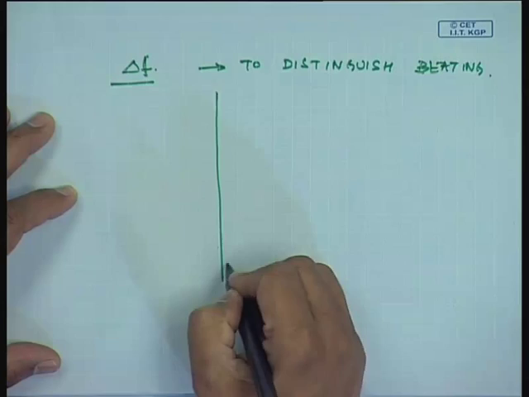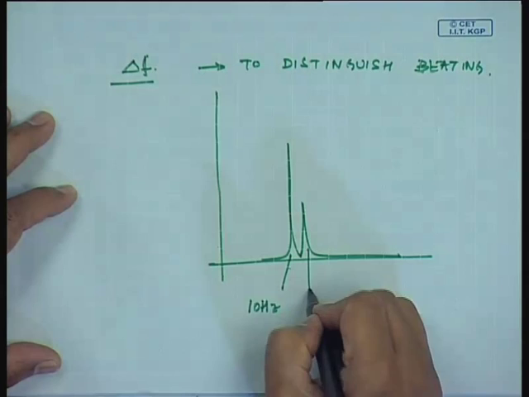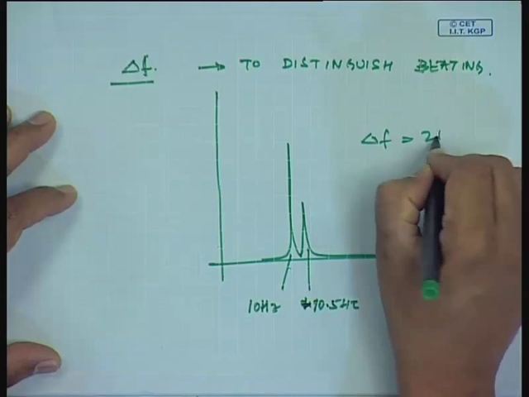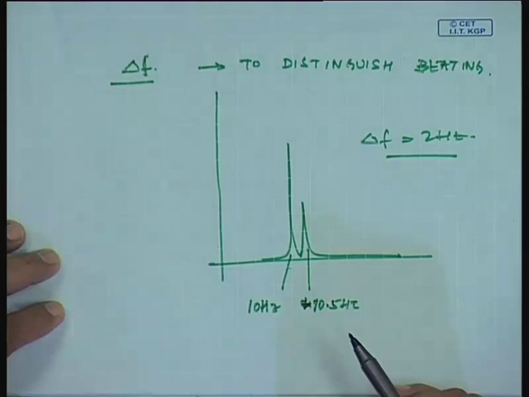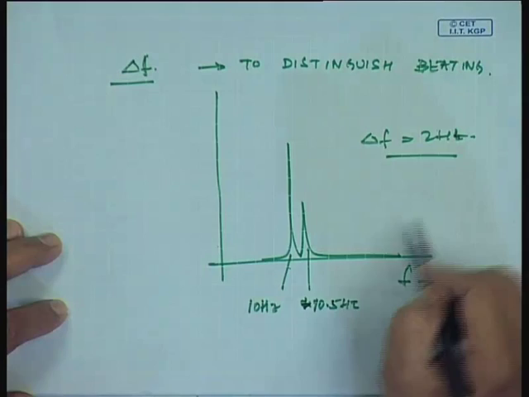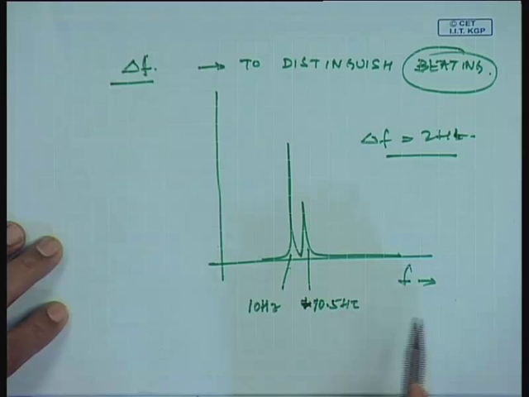Suppose I have one signal at 10 hertz and another at 10.5 hertz. If my delta f is 2 hertz, I am never able to distinguish between these two signals, is not it? But these signals would have created beating. So, in my frequency domain, I can very easily miss this if delta f is kept at 2 hertz. If delta f was equal to or less than 0.5 hertz, I will be able to distinguish them. So, that is the problem while doing frequency analysis to identify beating. Otherwise, I will just miss this.